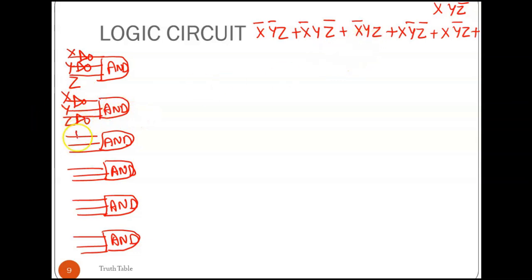Then X bar, so only the NOT gate is here, X, Y and Z. Then X, Y bar, so Y with a NOT gate, and then Z. Okay. So then you have X, Y bar, Z: X, Y with NOT gate, and Z, like that.